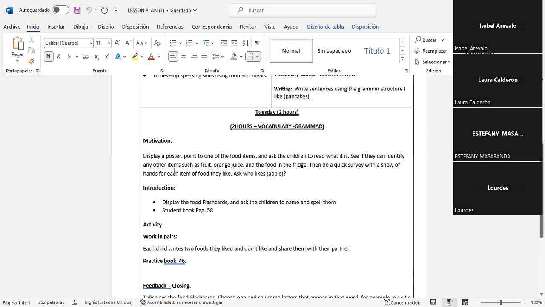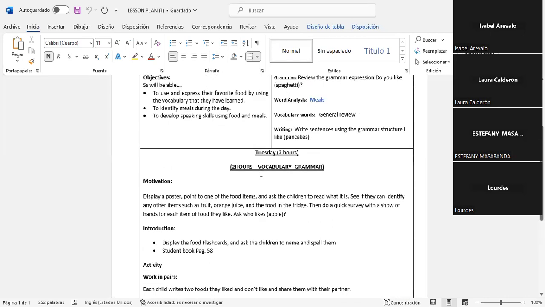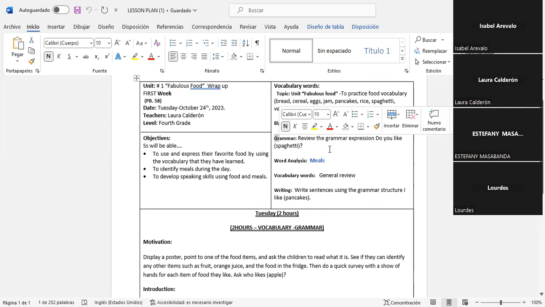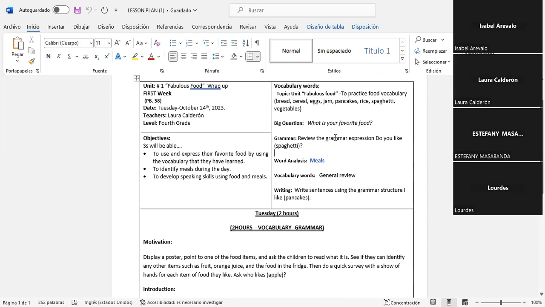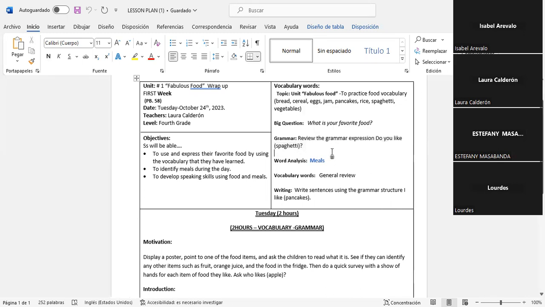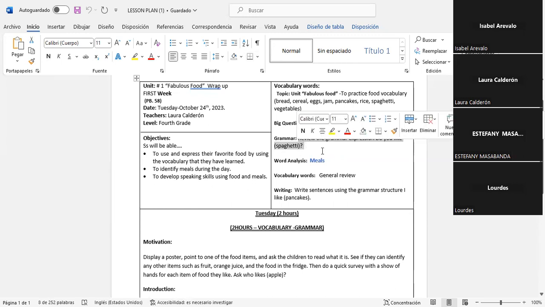Okay. In the motivation, you show, it's good, very good. In this part, sorry, grammar. The grammar is about the questions in present tense. Yes, it is I like and I don't like. Okay, in this part you have to correct because this is an expression, right? But you can put here the grammar that you're going to give in this lesson. You're going to talk about food, but what is the grammar that is focused on this lesson plan, right? It is, do you like? This is the grammar, because they use the auxiliary.